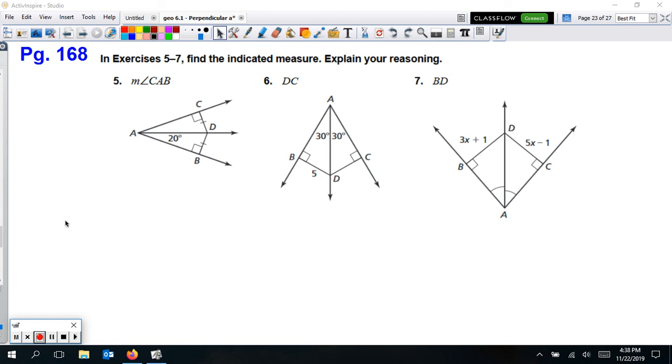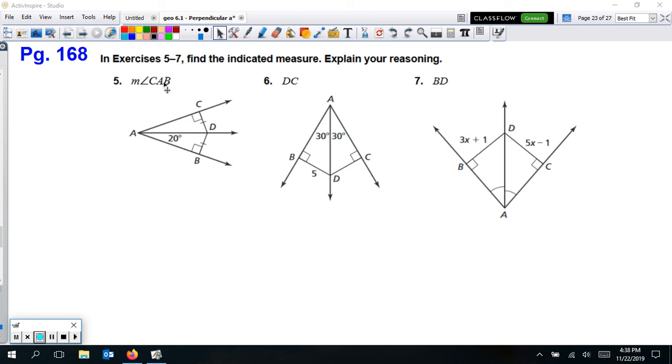Alright, back on page 168, 5 to 7, we're now going to use that angle bisector theorem, just like we did with the perpendicular bisector theorem. It says, we're finding the indicated measure, explain your reasoning. I'm not going to write down the explain your reasoning on this one, but you just know that you would need to do that on the assignment for sure. The explaining the reasoning is just explaining through those theorems of why you're concluding what you're concluding.